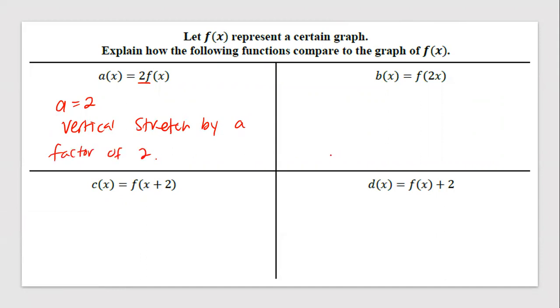Okay. Here, the variable that we're given is B. Our B equals 2. Okay. B applies to horizontal stretch and compression. Our B is greater than 1. And so since our B is greater than 1, it is a horizontal compression by a factor of 2.